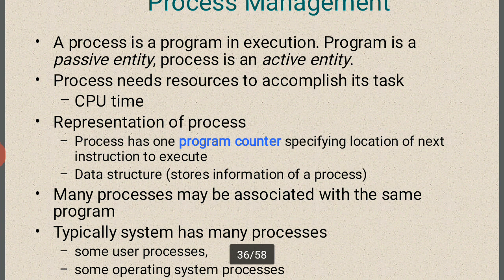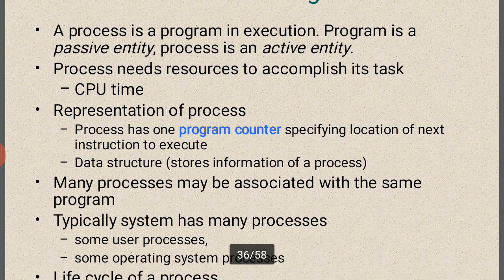Process management. A process is a program in execution. A program is a passive entity; a process is an active entity. A process needs resources to accomplish its task, such as CPU time, and the scheduling of the CPU. A process has one program counter specifying the location of the next instruction to execute.